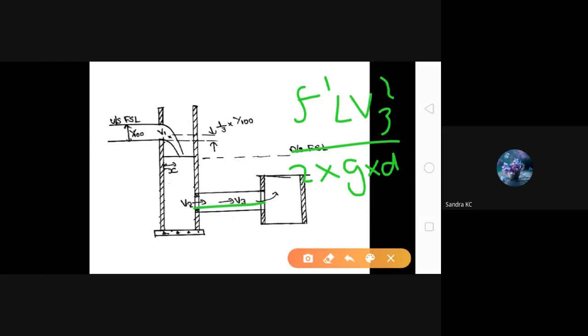Okay, here F dash means Darcy's friction coefficient. We assume the value of F as 0.012. Then here L means length of the pipe. Now we can take the length of the pipe as 17 meter.